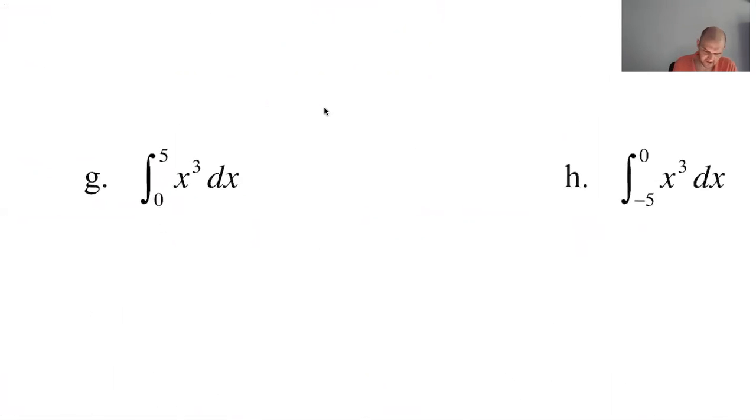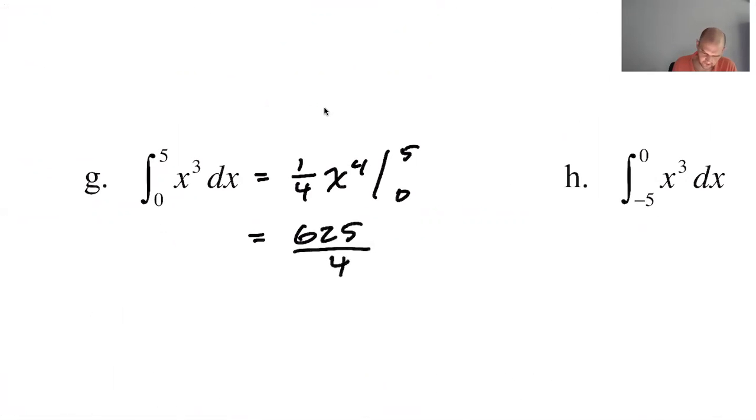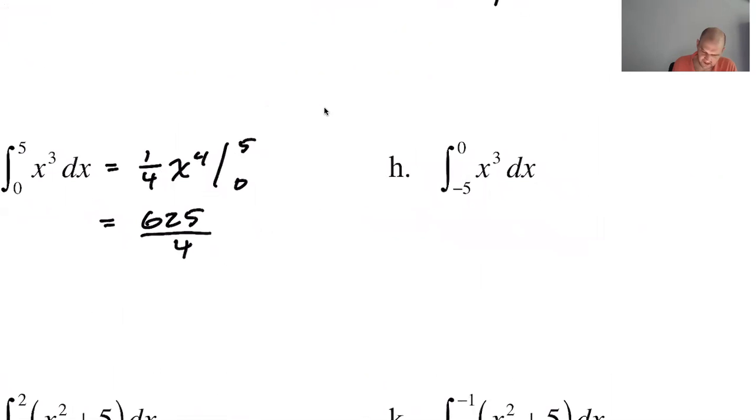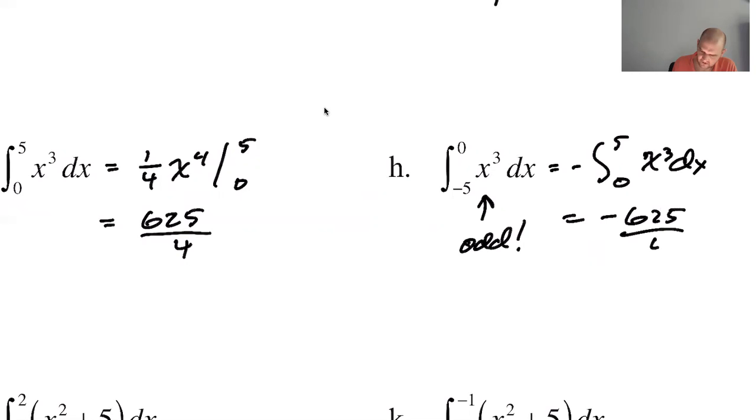I think there's nothing to do for this other than do it. 1/4 x to the 4th from 0 to 5; 5 to the 4th is 625, so 625 over 4. Okay, so this next one is odd, so it will be just the negative of the integral from 0 to 5 of x cubed. So this will be negative 625 over 4.